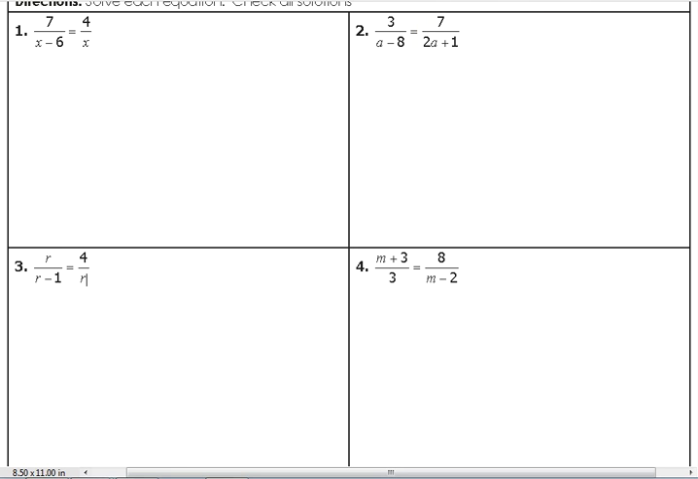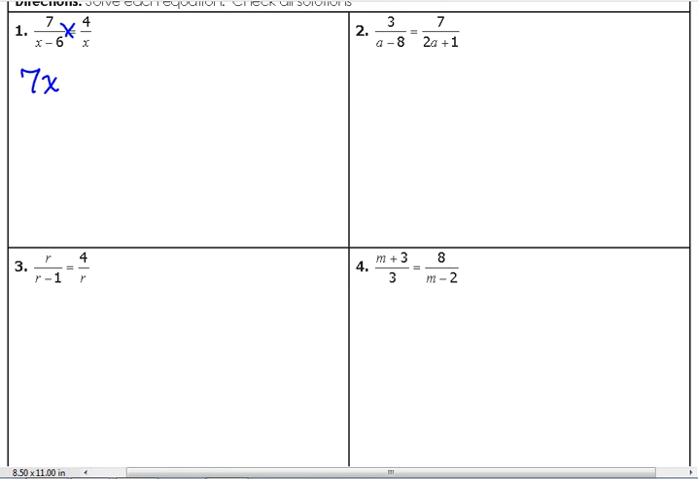Cross multiply, and where's it going? Where does it keep on going? Okay. There we go. It's working now. Cross multiply, and then we can solve.